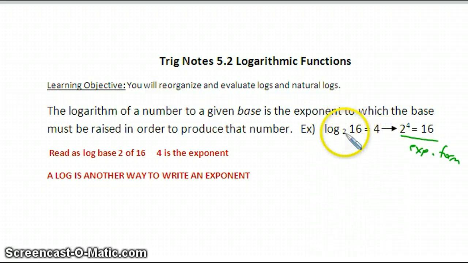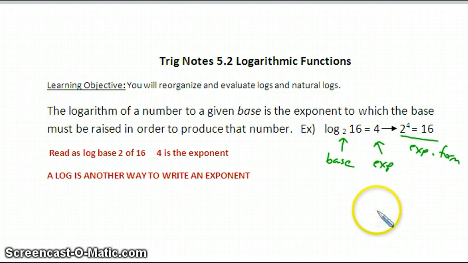Well, as you look at the log here, as we read it, we said log base 2, so 2 is the base. So this smaller number that we write that's sort of subscripted here is always the base. Whatever our log is equal to, in this case 4, is always the exponent. And the other number that you have left over was really your answer in exponential form. 2 raised to some power of 4, or 2 raised to the 4th power, gives you 16.